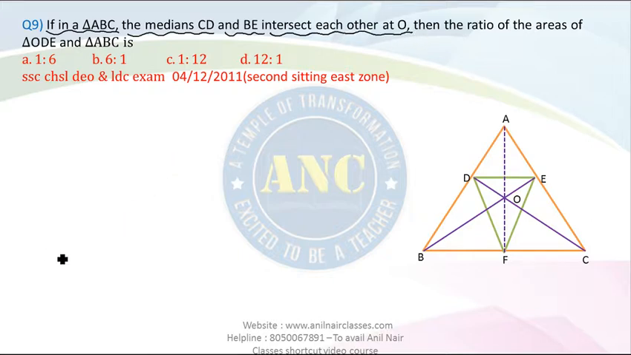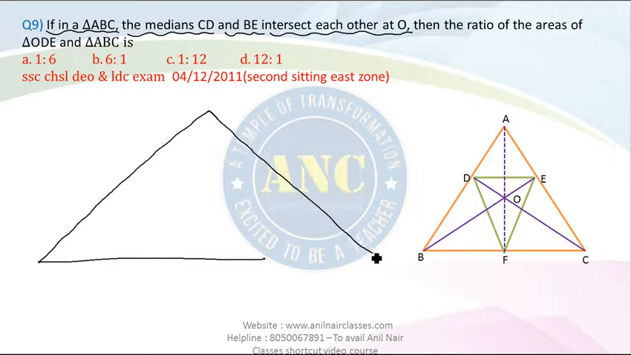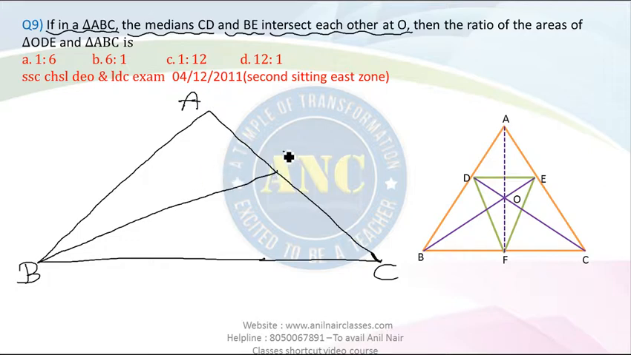Let me draw the diagram for you once again. Although the diagram is given on the right side of the screen, I will draw it one more time for your better understanding. Now, there is a triangle called ABC. Question says the medians BE and CF. That means there is a median like this. This is BE, and there is another median like this. This is nothing but CF.